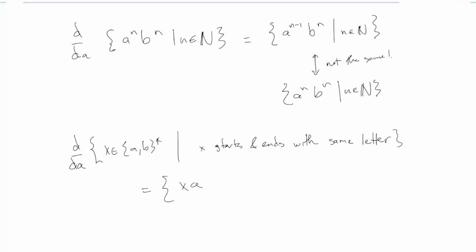Because it has to start and end with a, and then you get rid of the a, so then you can have a bunch of a's or b's, but you just need an a at the end. Yeah, right. Remember, when I'm taking the derivative with respect to a, I consider only the strings in here which actually do start with a. But since I said starts and ends with the same letter, that means they also end with a. And then I remove the a at the beginning. And so it looks like any string which ends with a.